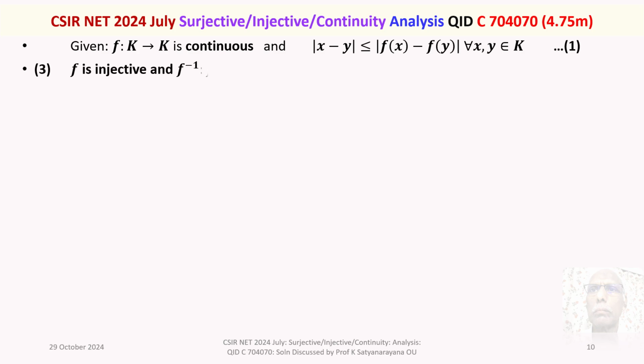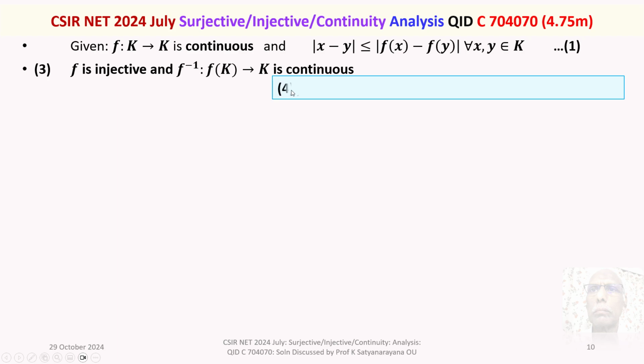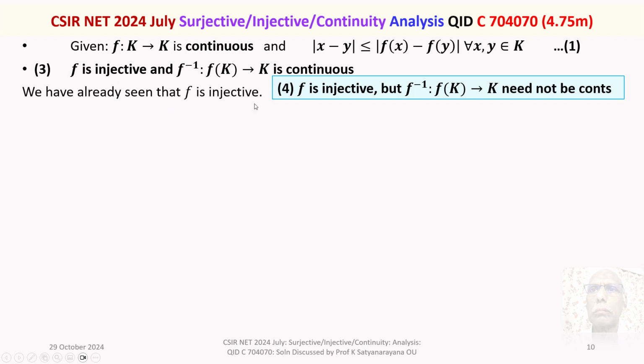for the discussion of option 3. Option 3 says f is injective and f inverse from f of K to K is continuous. And in this, f is injective we have already proved. And I will call option 4 also. Option 4, f is injective but f inverse from f of K to K need not be continuous. So between these 3 and 4, one will be true, the other will be false. Right. We have already shown that f is injective.